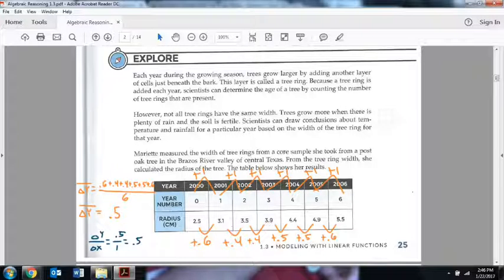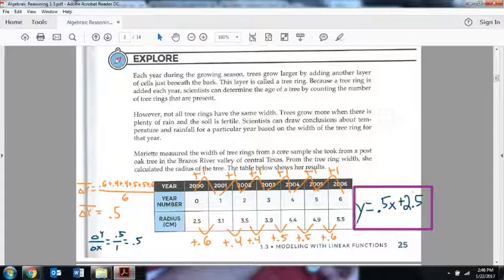So I'll go write it over on the right side. In this case, y equals 0.5x. And our starting point was 2.5, so plus 2.5. Now, again, this is not perfect because we had to average our spot right there. But this is going to give us a general understanding of what's going on.